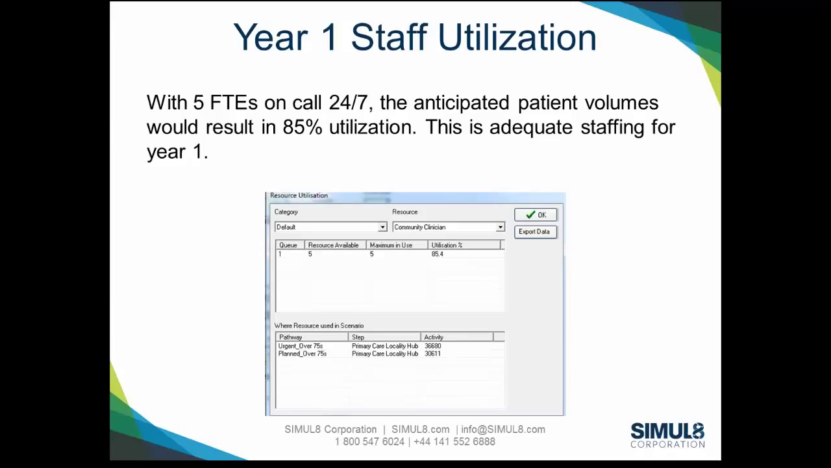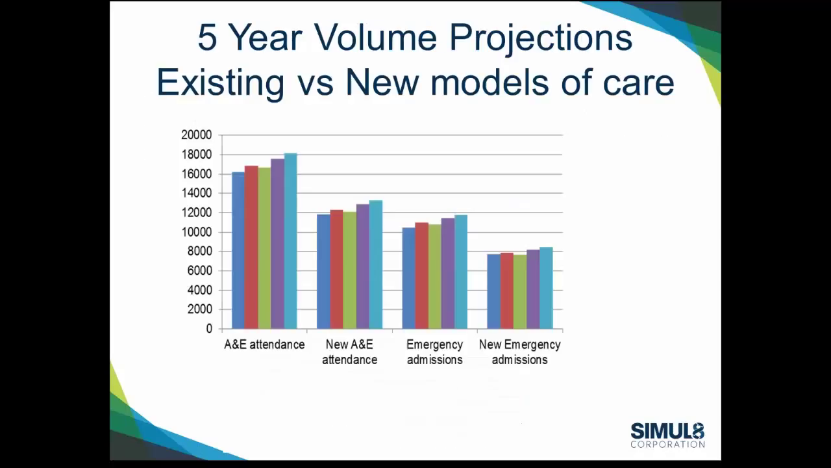And they were able to model that with that sort of demand, they would need 5 full-time equivalents on call 24/7, which is probably about 15 members of staff in the first year. And you can see they're 85% utilised. So that's probably quite a high utilisation rate when you consider this is face-to-face time, the time spent with the patient. But nevertheless, that would probably be reasonable.